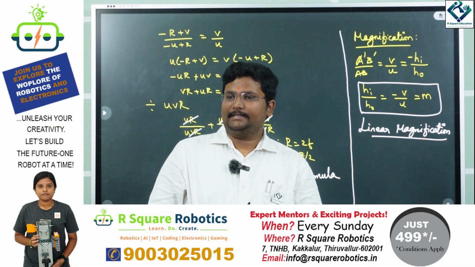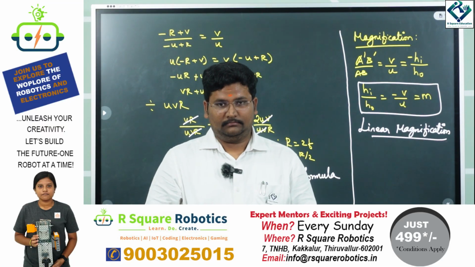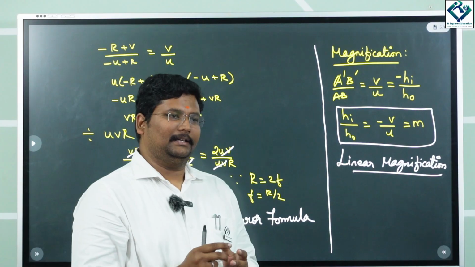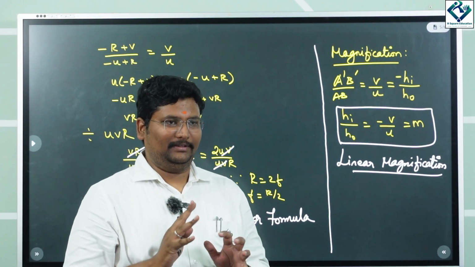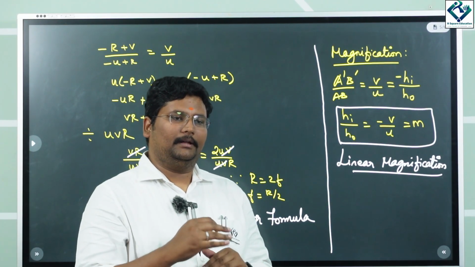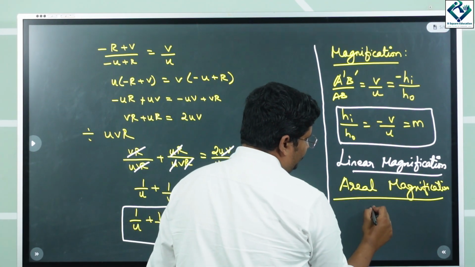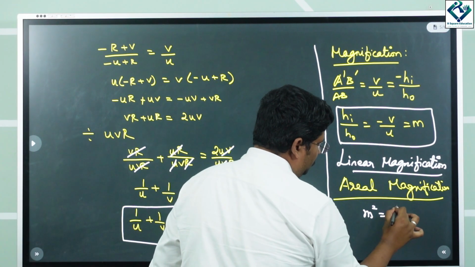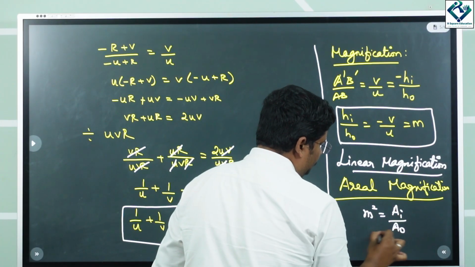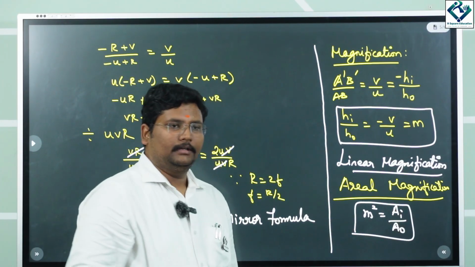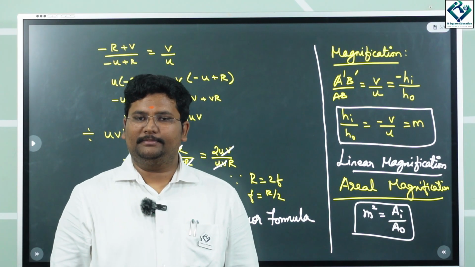And you have something called aerial magnification. Okay, aerial magnification is nothing much, it is the magnification that involves area. So magnification means multiplying. Okay, so for aerial magnification, it is going to be m square is equal to ai by ao, so area of the image to that of the area of the object.